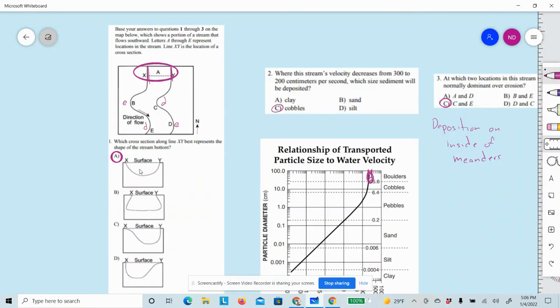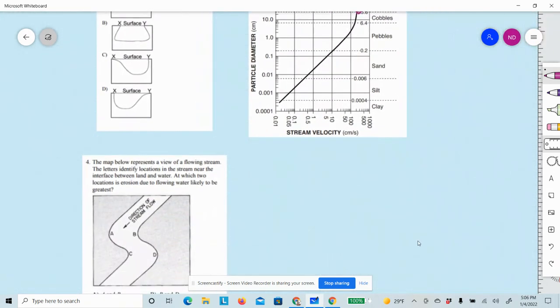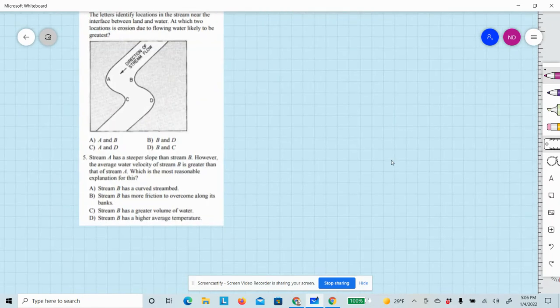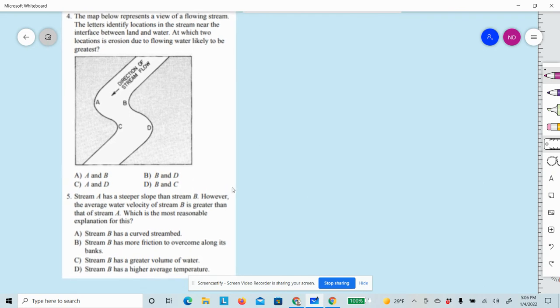Again, when the river is going straight, deepest in the middle. Use page 6 of the reference tables to figure that out as it goes from 300 to 200, and where deposition will be dominant over erosion. Here, very similar scenarios. Okay, but now this question, number 4, is asking, where is erosion going to be dominant? It's the flip of that one.